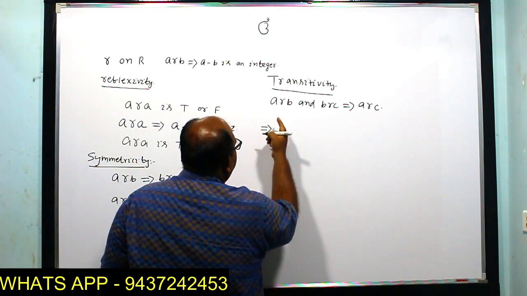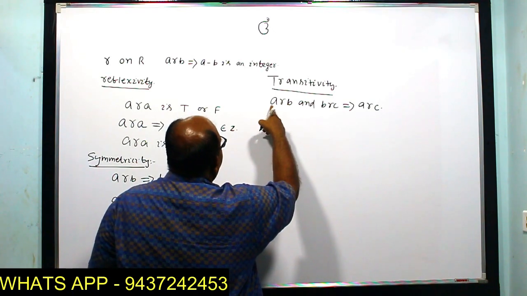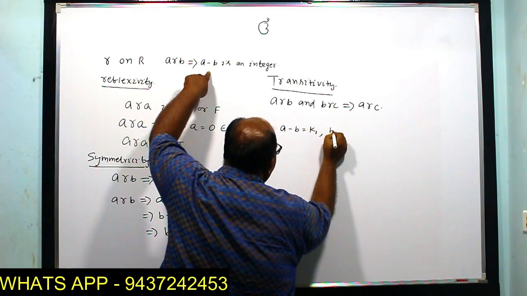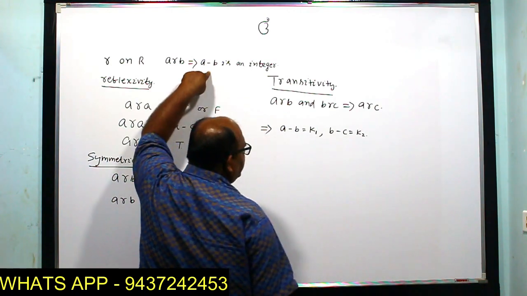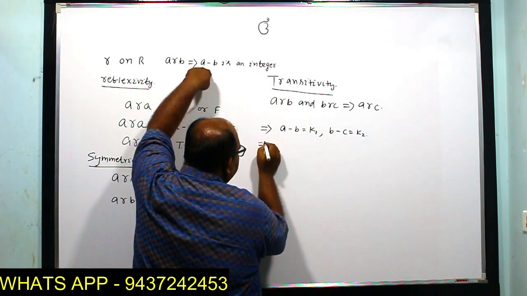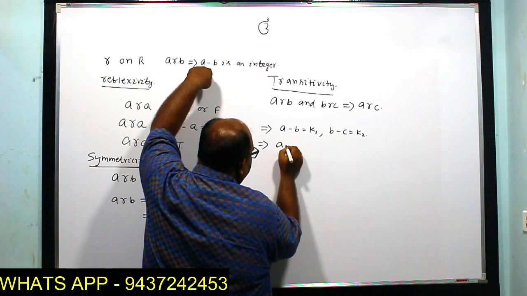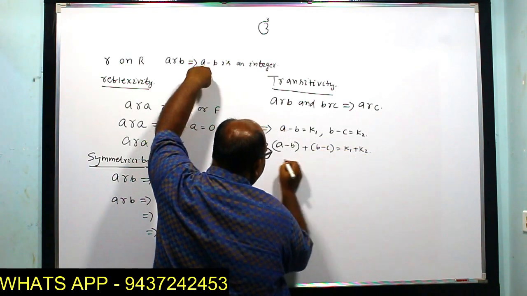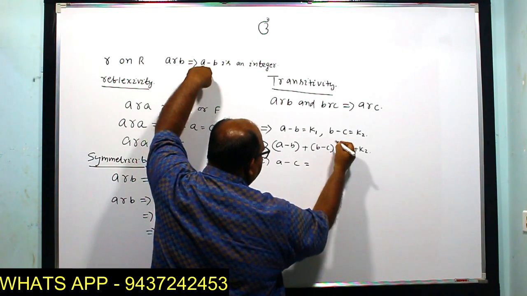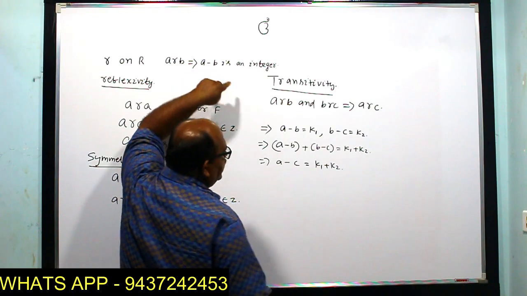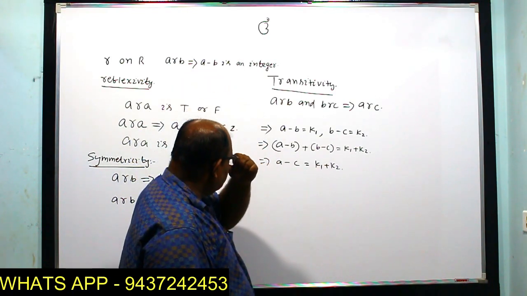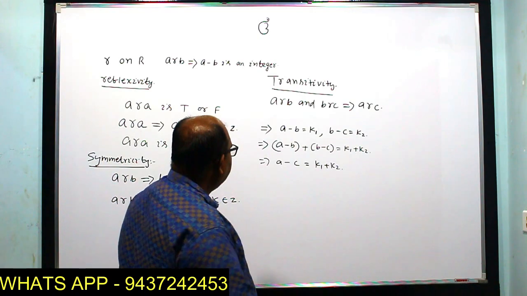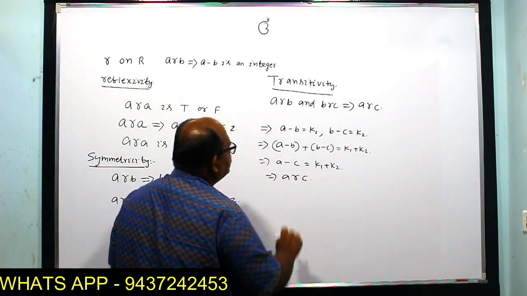Okay, this implies A related to B and B related to C. A related to B implies A minus B is an integer, let it be K1. Similarly, B related to C implies B minus C is equal to K2. Both K1, K2 are integers. Adding these two, I get A minus B plus B minus C is equal to K1 plus K2. This implies A minus C is equal to K1 plus K2. Now if K1 is an integer and K2 is an integer, K1 plus K2 is surely an integer. So A minus C is equal to an integer, means I can write A related to C.